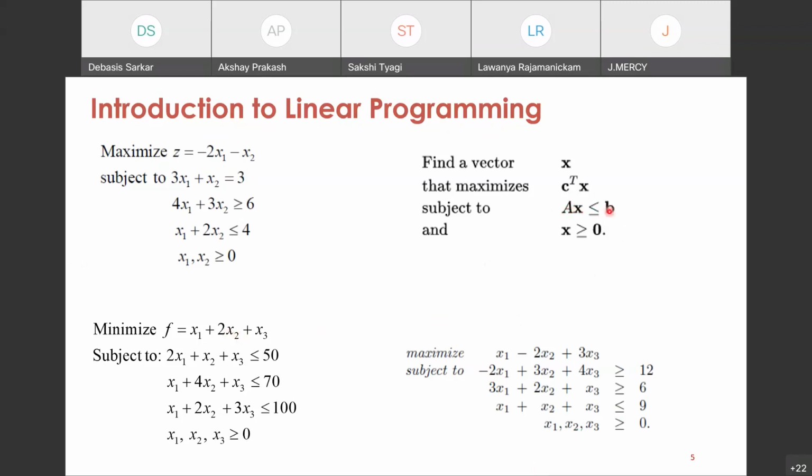x is the vector of x1, x2, and x3. b is the right hand side vector. So b is the vector of 50, 70, and 100.